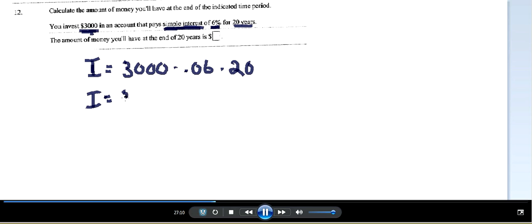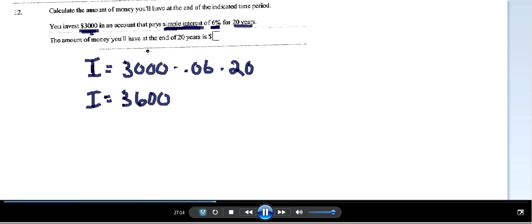So the simple interest is that the interest equals the principal, which in this case is 3,000, times the rate of 0.06 times the time of 20. 20 full years now we're talking. Okay. And once I get that, what's the interest going to be? 3,600. So this gives you that the interest equals 3,600.